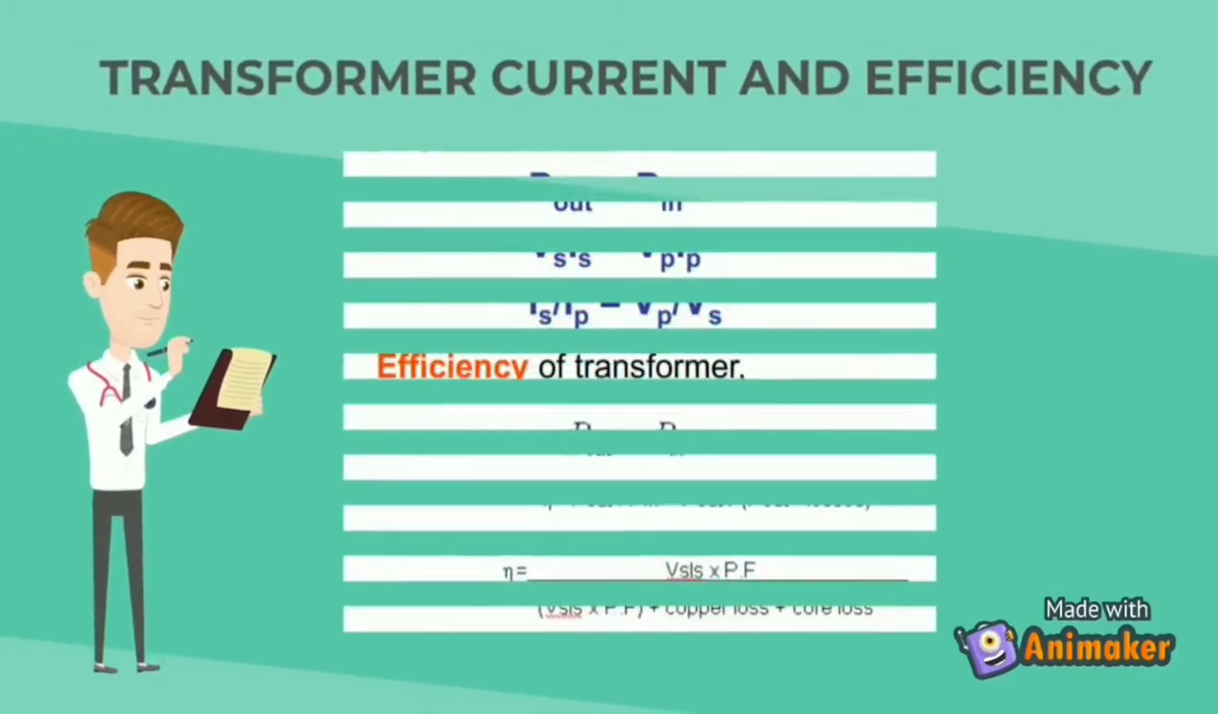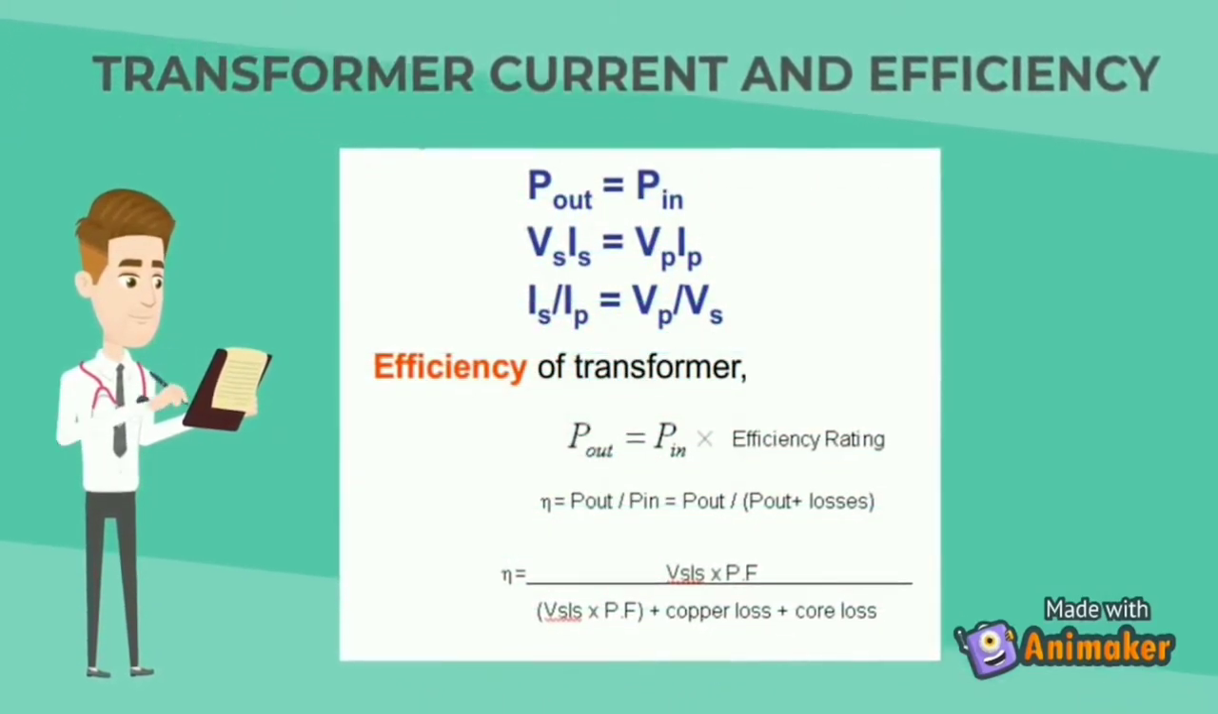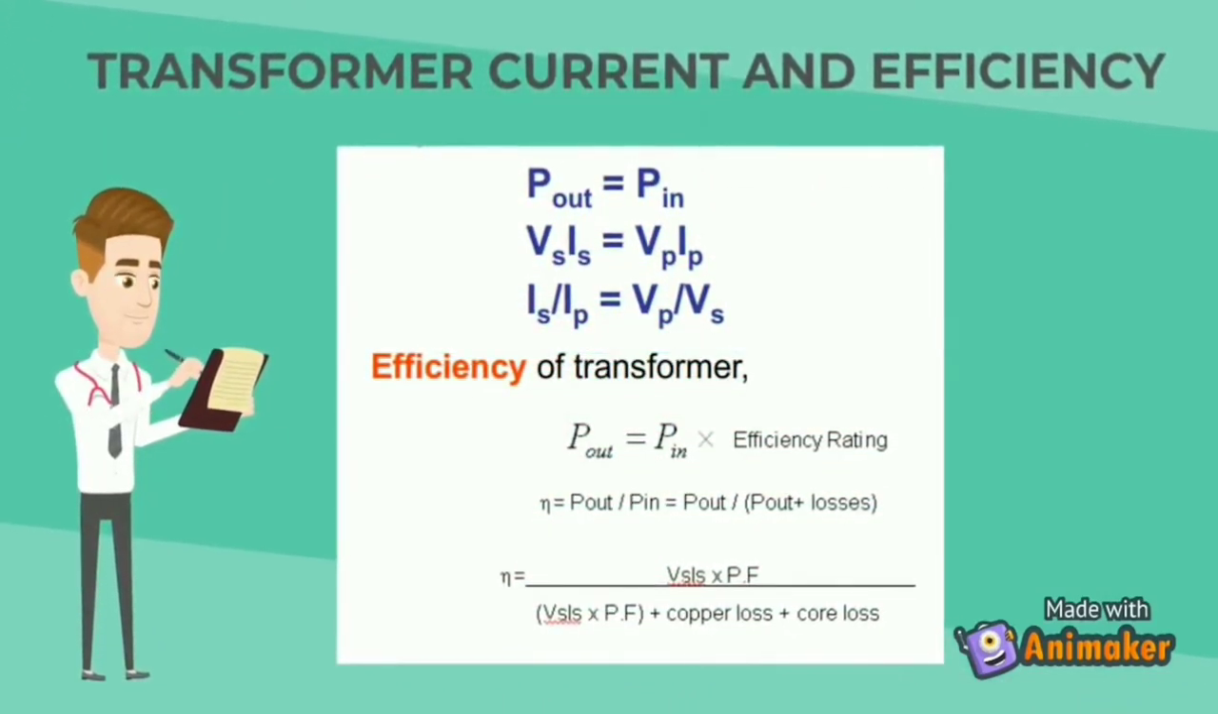The amount of current in the primary side of a transformer is dependent on the turns ratio of the transformer and the load that is applied to the secondary side of the transformer. To calculate the primary current of a transformer, we compare the power in to the power out of the transformer.